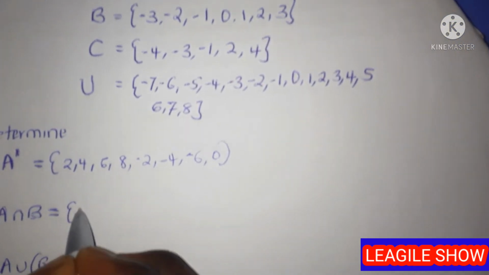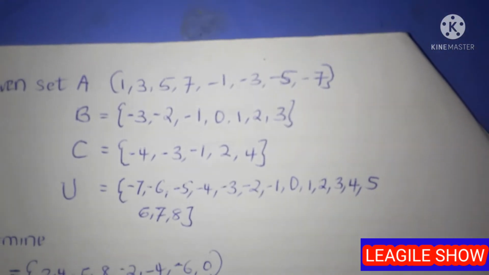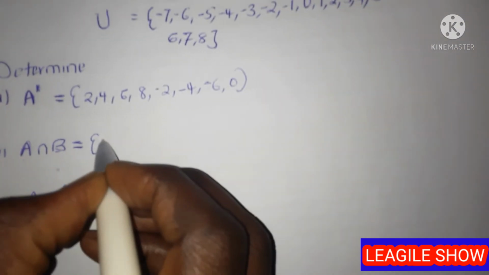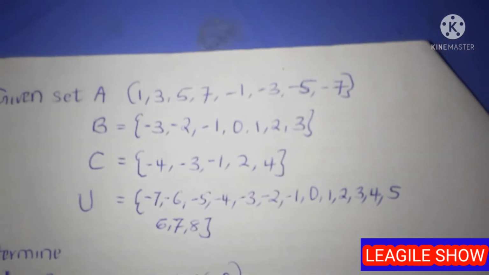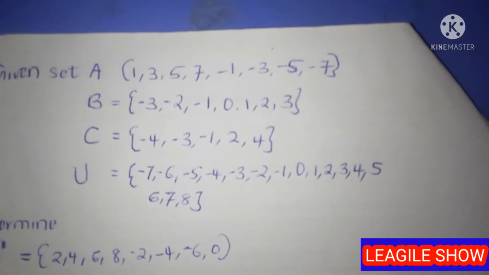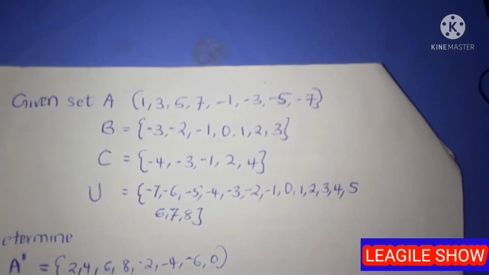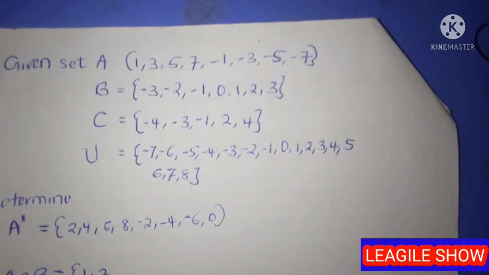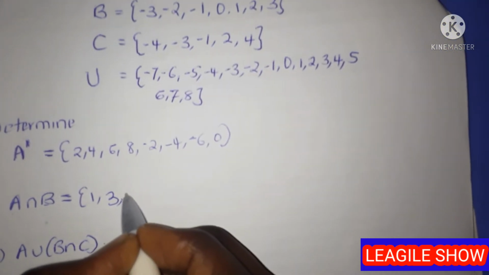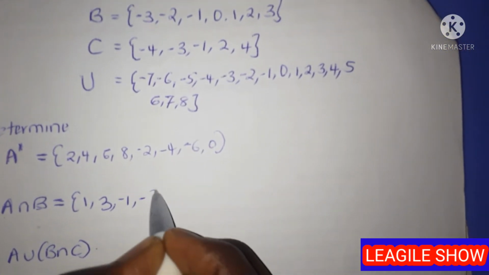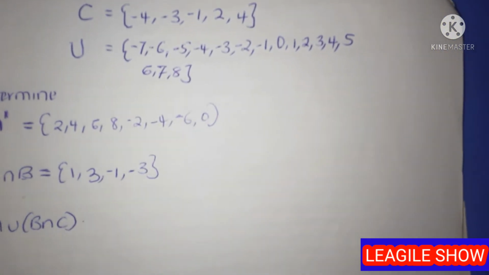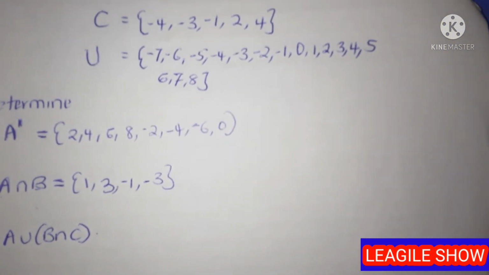So in that case, there will be, for example, we having 1. Secondly, which other number are you seeing? We are having 3 is there. 1, 3, we are having -1 and also -3. So that forms the intersection there.